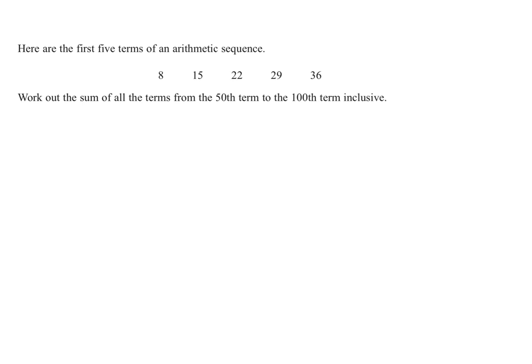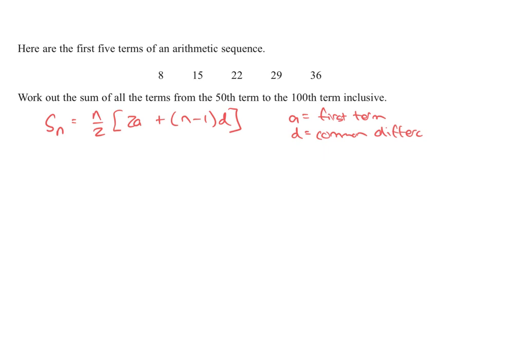We are given in the exam paper the sum of the arithmetic series formula. So that's S of n equals n over 2, brackets 2a plus brackets n minus 1 close brackets d. We're given that formula, but we're not given the values or what they stand for. So you must remember that a is equal to the first term, and d is equal to the common difference. You must remember that bit because those two things there are not given on the exam paper.